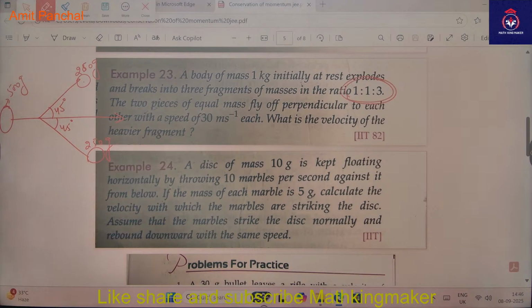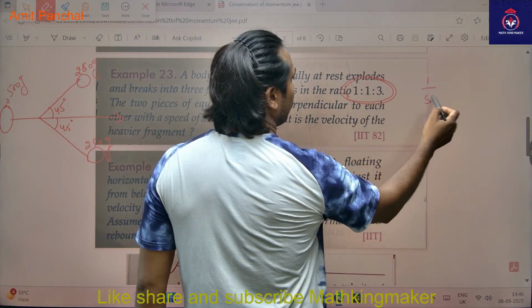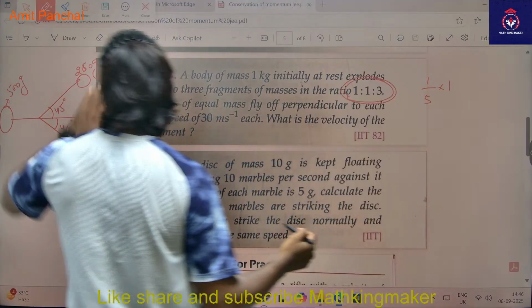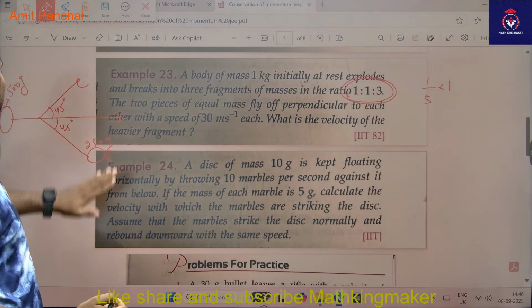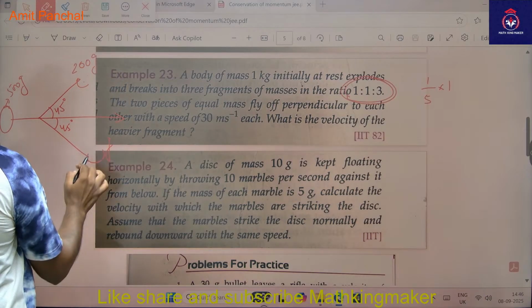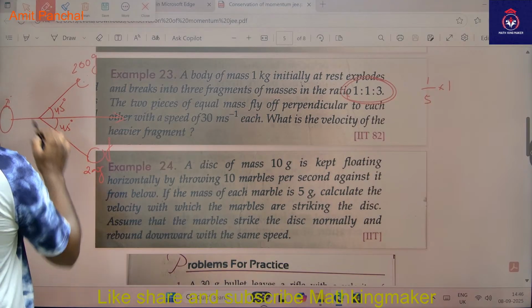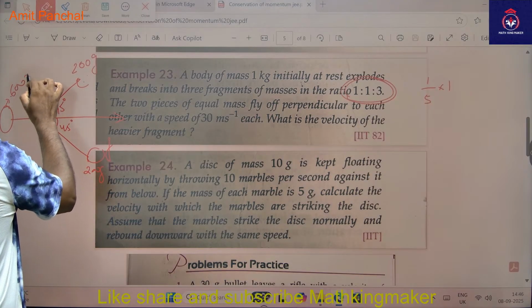Are we doing some mistake? Yes, sir, it should be divided by 5, not 4. You need to do 1 into 1 by 5. So that means 200, 200. Exactly. So that will be 200 gram, that will also be 200 gram, and that will be 600 gram.